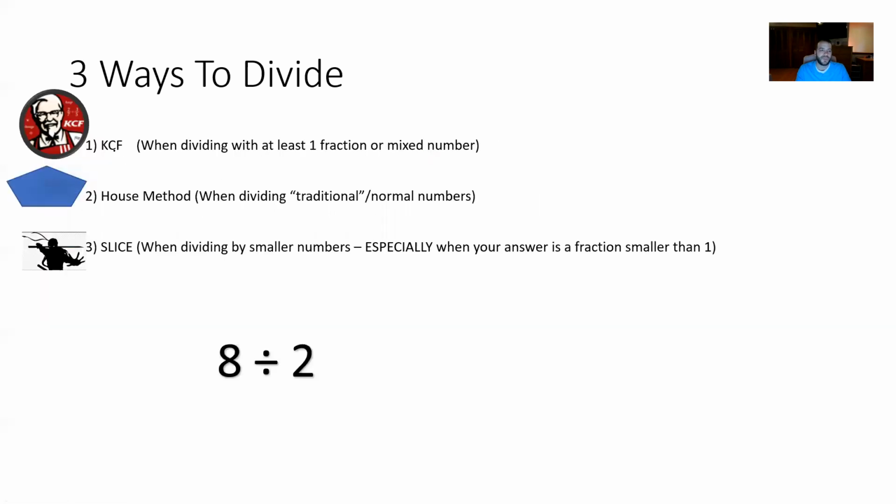So for example, 8 divided by 2, you could use 2 different methods here. You could use the house method and get 4, or you could just use the slice method. And you see that 8/2 is your answer. And then you see, well, how many 2s are in 8? Oh, there's 4 2s in 8. So therefore, 4 is my answer.